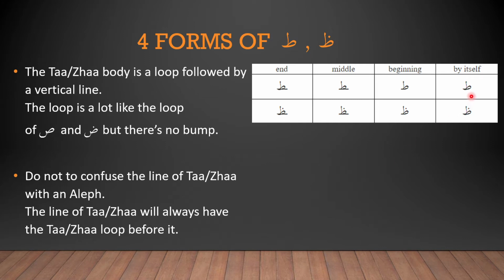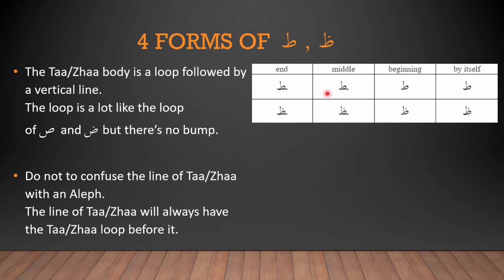By itself, or in its original form, Taa is like this. It's a loop followed by a line. At the beginning, it's the same. At the middle, it's the same, but it has an extension. And at the end, it's the same. So you see that Taa is almost the same in every form. The only difference is a little bit of lines. Over here, behind, there's one line.